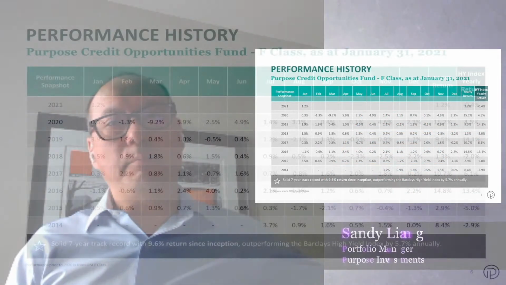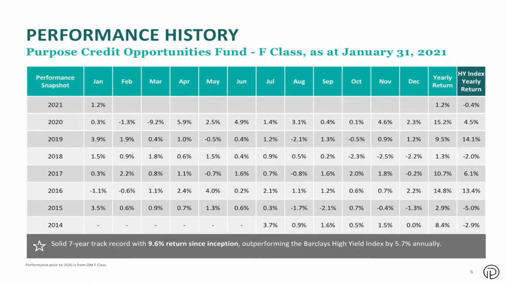The next page shows the performance history of the Credit Opportunities Fund. We started the I-Class in 2013, and we opened up the fund to outside investors in 2014. And through this period, we've been through actually 3 difficult periods in the corporate credit market. 2015 was a difficult year for high yield, and you can see that the passive strategy was down 5%, whereas we had a positive return in 2015. 2018 was another difficult period for the corporate credit market.